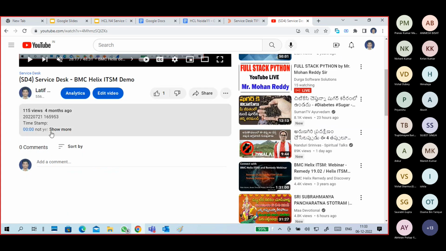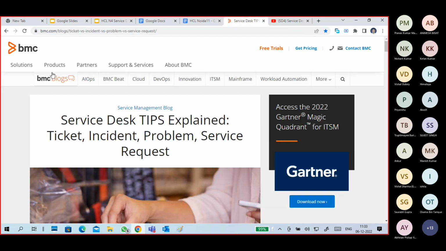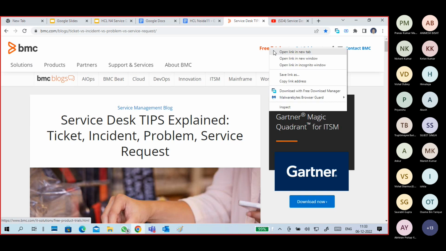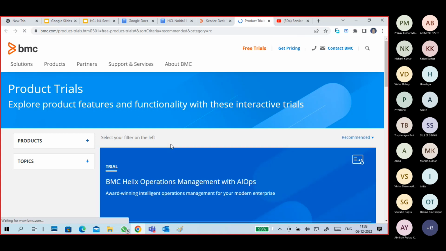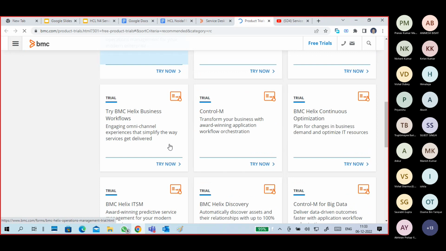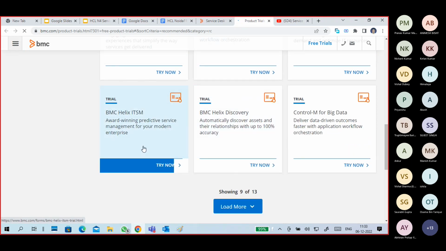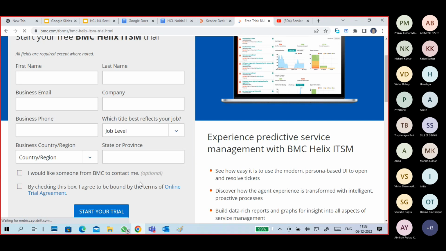The point is, there is a BMC Helix ITSM tool. This is the BMC, right? If you go to free trial, you will find a demo session there. See, it is demo operations; you have to search for ITSM. This is ITSM. So here we can understand, you just have to fill in all these things.